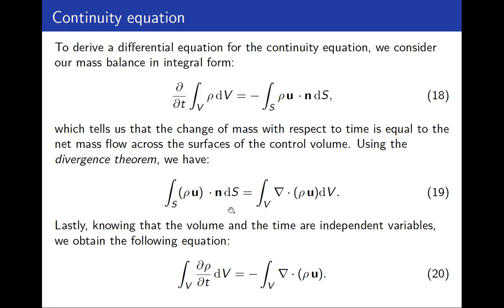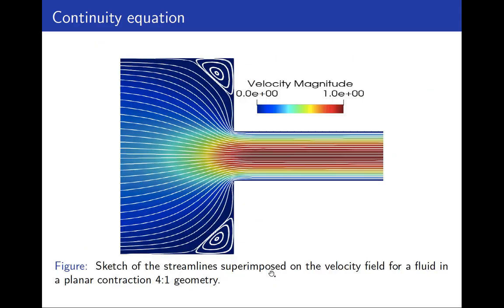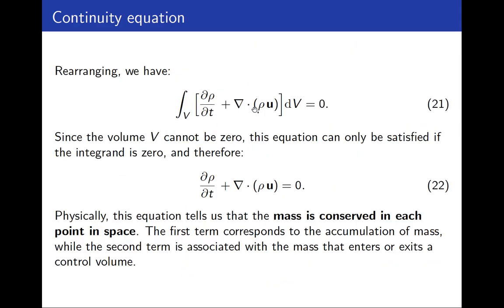And then we have this expression. This surface integral can be expressed as this, and now both integrals are expressed as volume integrals. Since the volume and the time are independent variables, we can introduce the derivative with respect to time inside the integral, and we obtain this equation. Then we can put both terms into the same integral, and we obtain the following relation.